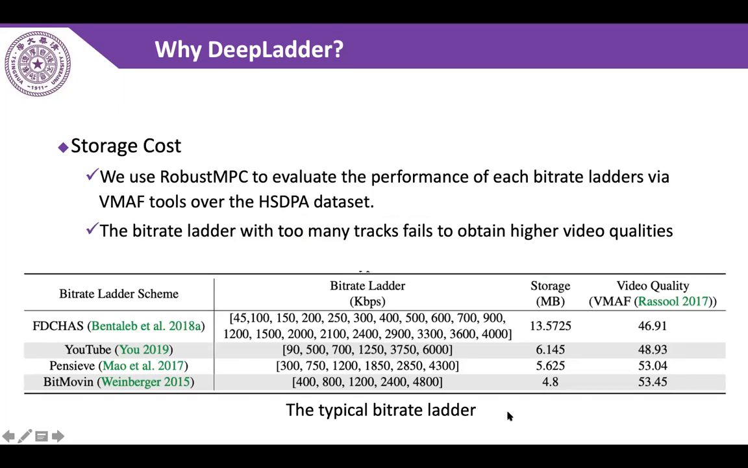Specifically, we compute the average storage consumed for each raw video chunk and use robust MPC to evaluate the performance of each bitrate ladder via VMAF over HSDPA, or called Norway networks. Surprisingly, we observe that the bitrate ladder with too many tracks fails to obtain higher video qualities.